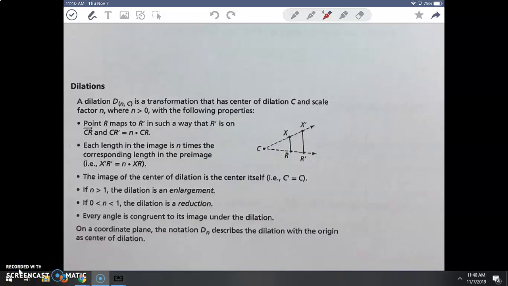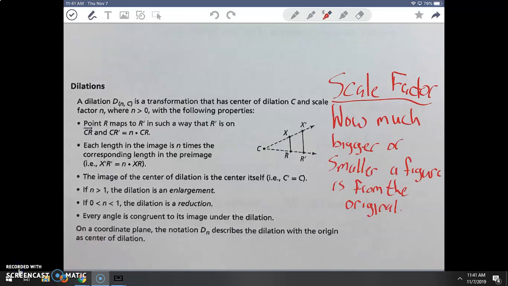So we already did the top in class, and we're going to do the rest of this on here. Basically, the big thing that we're getting out of this is that dilations are really scale factors. Scale factors is basically how big or how much smaller something is. As you can see, what I wrote down, a scale factor is basically how much bigger or smaller a figure is from the original.